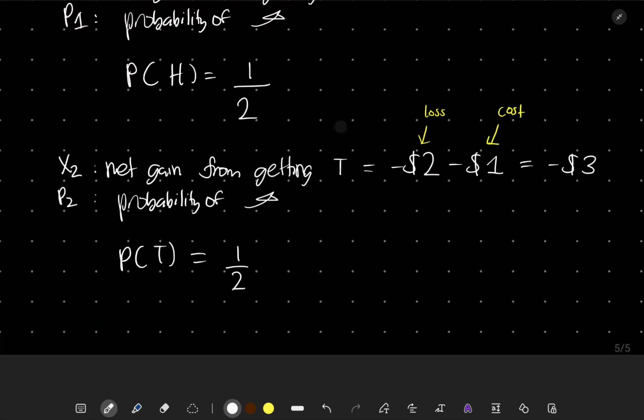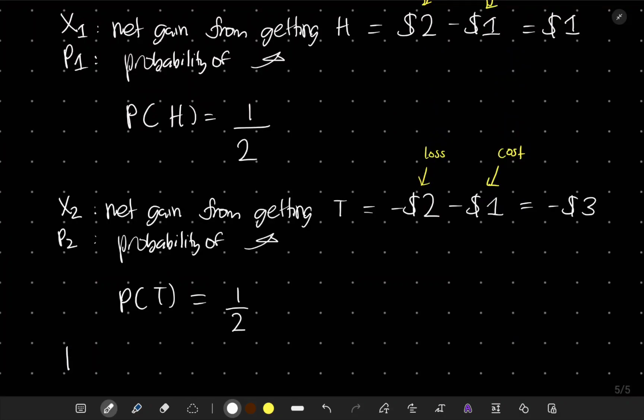We're going to combine these two to find the expected value. I'm going to write expected value as just EXP. What I'm going to do is combine these things together. So I'm going to say the $1 times 1/2. So this is with the heads.